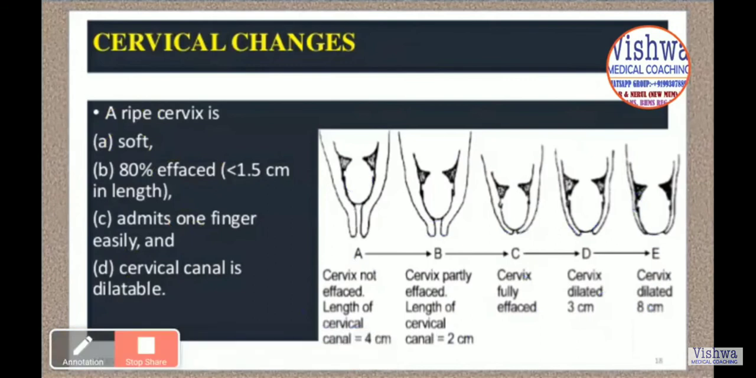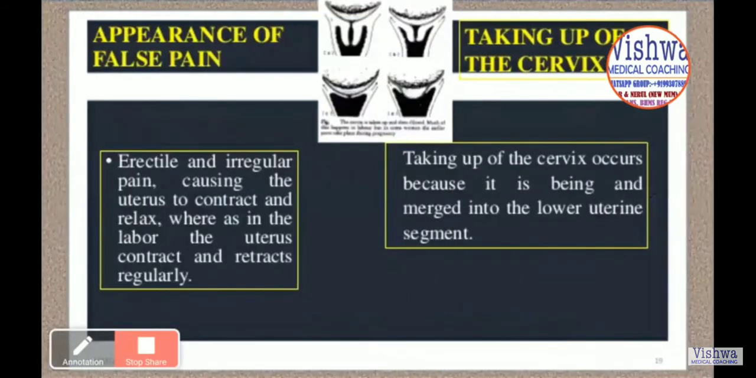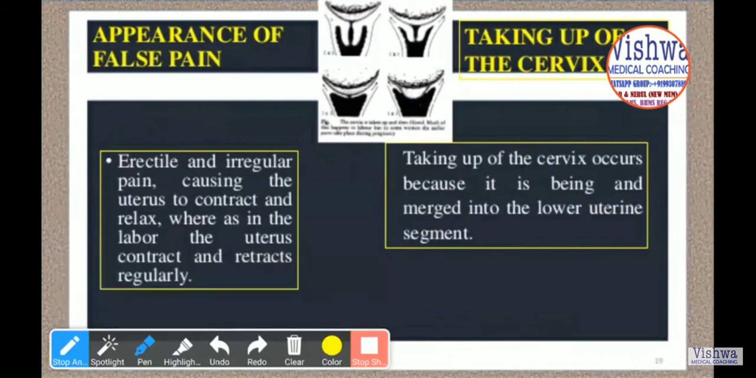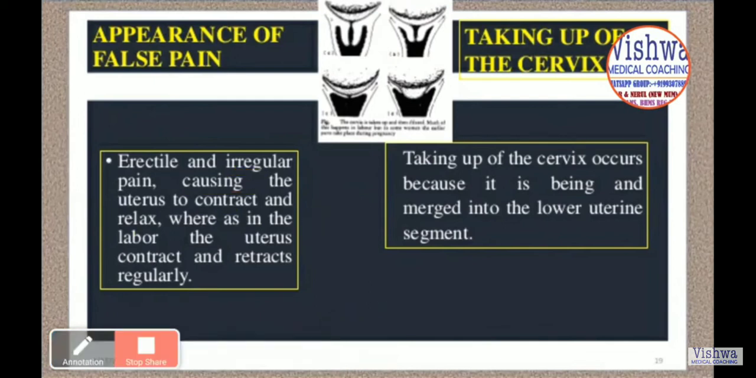Now, initially, there can be some false pains. Remember, we talked about false pains and true pains. True pains are regular, causing the uterus to contract and relax, whereas false pains are less regular. They are less strong and do not cause any cervical changes.